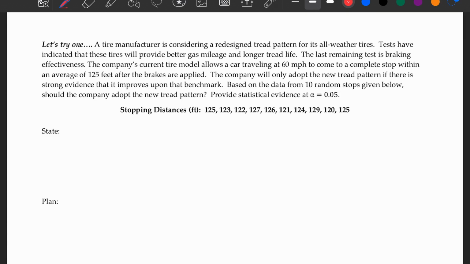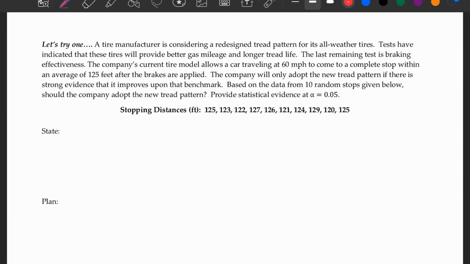So let's go ahead and try a problem out where I'll leave a good amount of it kind of blank for you to kind of figure out. So here's the context. A tire manufacturer is considering a redesigned tread pattern for its all-weather tires. Tests have indicated that these tires will provide better gas mileage and longer tread life. The last remaining test is braking effectiveness. The company's current tire model allows a car traveling at 60 miles per hour to come to a complete stop with an average of 125 feet after brakes are applied.